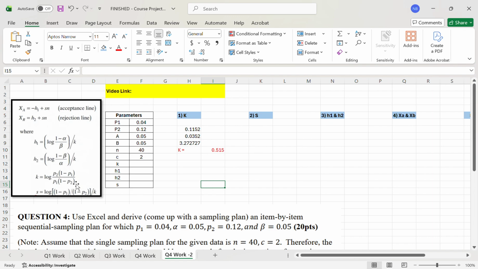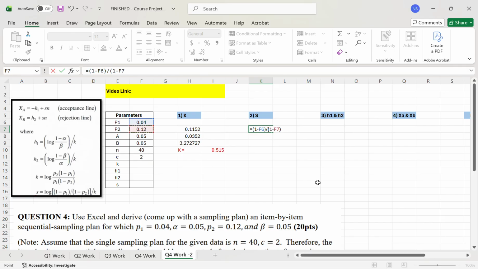Next, we're going to calculate our S, or our slope value. This is the log of 1 minus P1 divided by 1 minus P2, over your K value. Again, we're just going to take this in steps to make sure we get everything correct. First step, we do the inside of the numerator: 1 minus our P1 value divided by 1 minus our P2 value. That's going to give us 1.09 repeating.